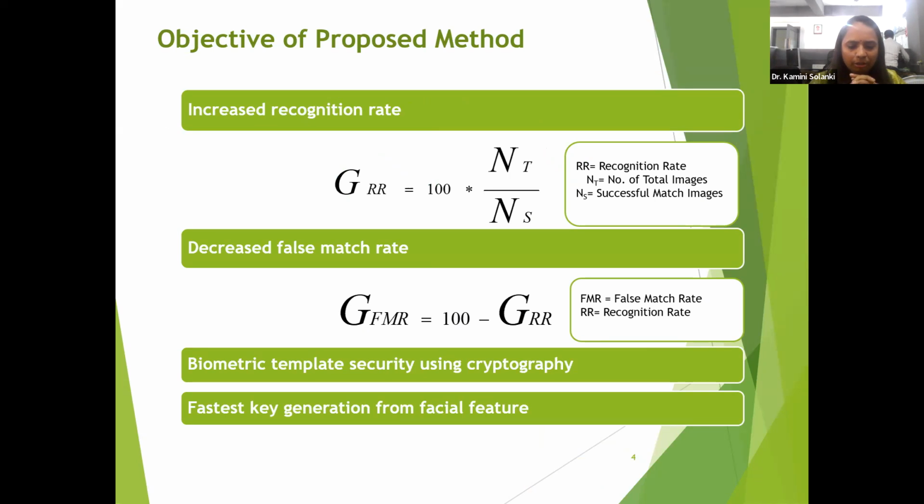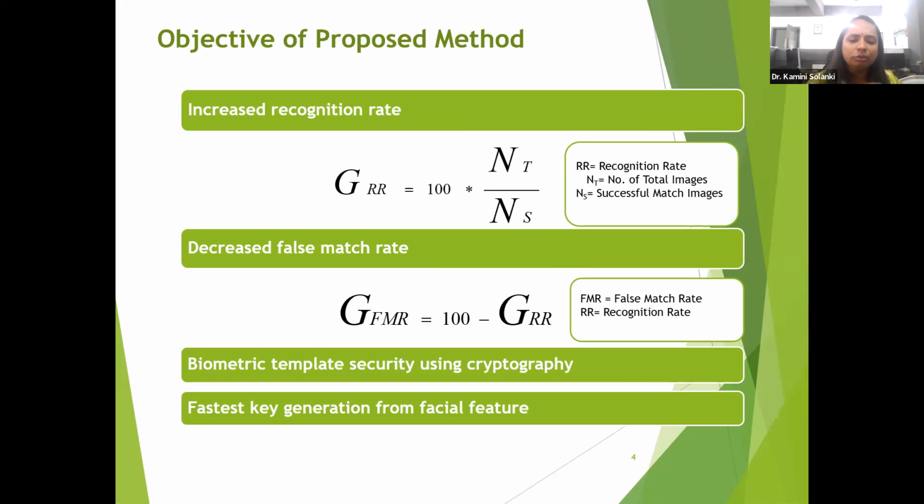Sometimes you are an authorized person, but it matches with a false person. So a match is there, but it matches with the wrong person. That is the false match rate. And RR means recognition rate. So we can find the recognition rate as well as the false match rate.